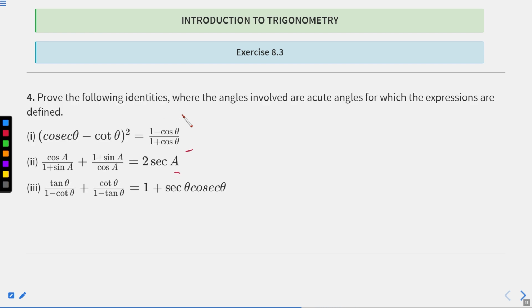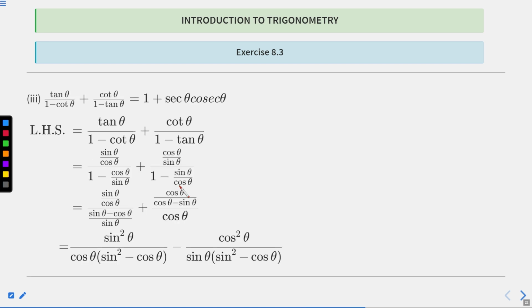see question number 3. Here we have tan theta by 1 minus cot theta plus cot theta by 1 minus tan theta is equal to 1 plus sec theta into cosec theta. Okay, so here left hand side this and right hand side this. So here we will first start from left hand side, and after simplifying then we will show this is equal to this. Okay, so let us see how to solve it. So here tan theta by 1 minus cot theta plus cot theta by 1 minus tan theta, this is left hand side.